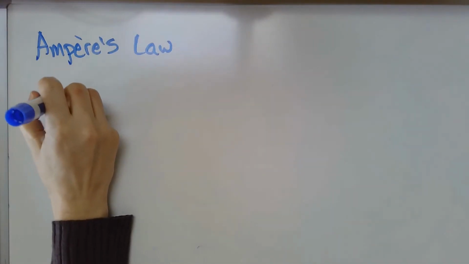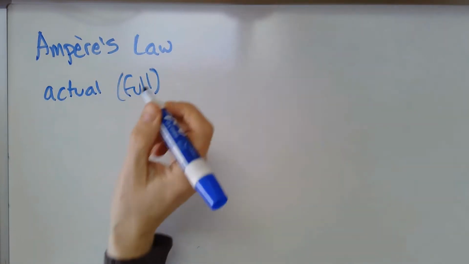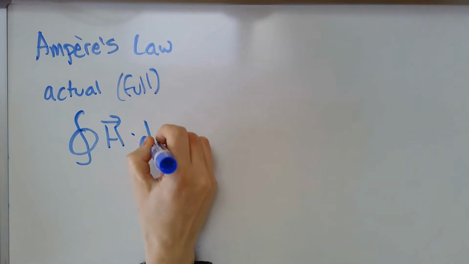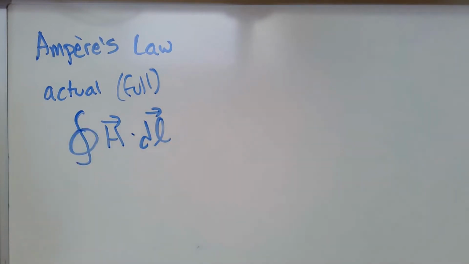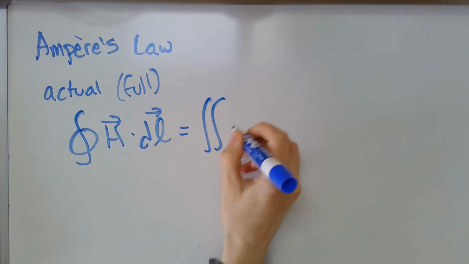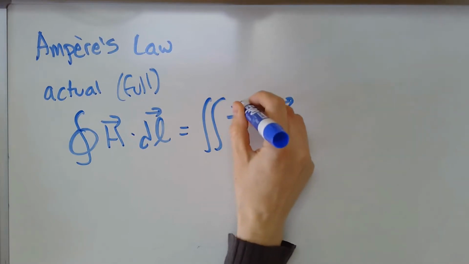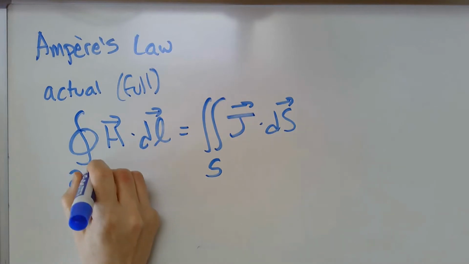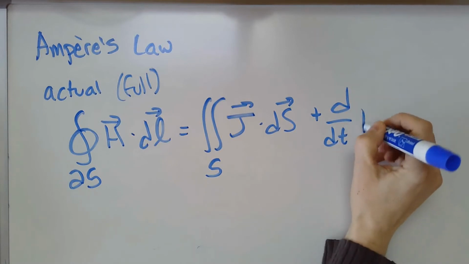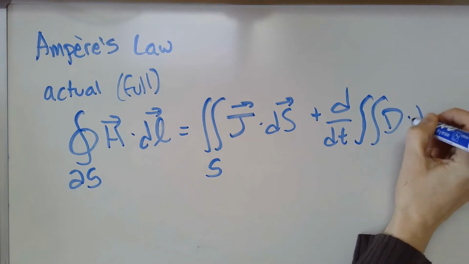All right, so the full version of Ampere's law looks like this. The line integral of the magnetic field around a closed path is equal to the current flowing through the surface that is defined by that path. Right, so if this is the surface, this is the boundary of the surface, plus the time derivative of the electric flux.